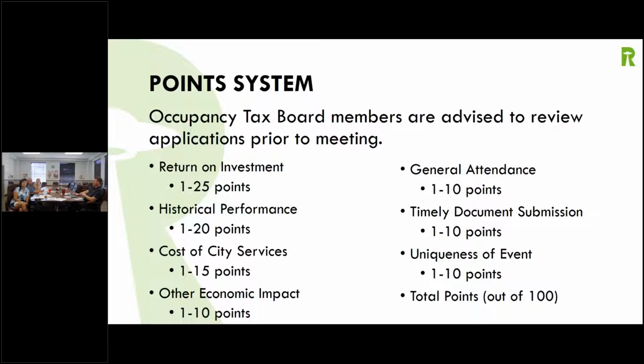Other economic impact, what do you see, like as far as meals, shopping? Our philosophy is heads and beds. I'll get back to that later, but we generally want to have items that are going to get people into Roswell hotel rooms. General attendance, 1 to 10 points. We want to make sure the events are well attended. If we have an event and 35 people show up and we gave them $3,500 in lodger's tax money, that's not going to be a good use of the money. Timely document submission.